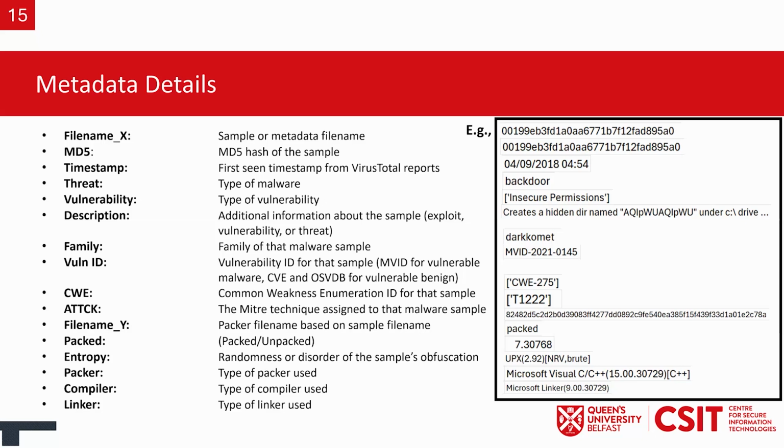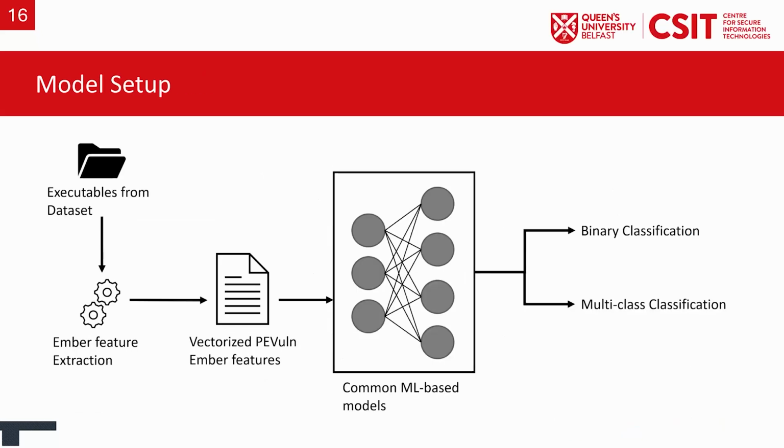The type of family, vulnerability IDs. So you can think MVID for the vulnerable malware. As for the vulnerable benign samples, you have things like CVEs and OSVDBs, but I think the Open Source Vulnerability Database is now deprecated. Correct me if I'm wrong, but we include it anyway. And as well as that, a lot of packer information that we obtained from a tool called Detect It Easy, or DIE.